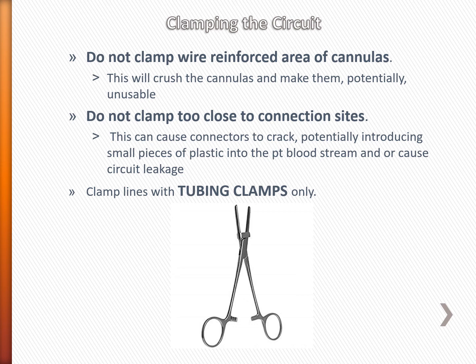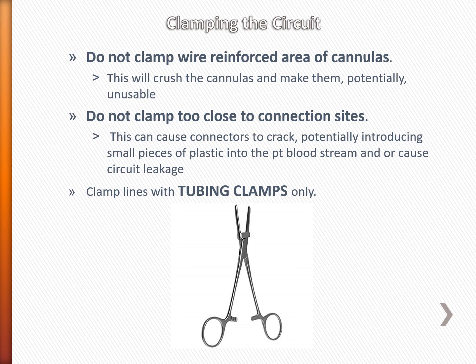So you might ask, where can we clamp on a cannula? Well, the last little bit of every cannula, probably about 4 or 5 inches, has no wire reinforcement. So if you put a thumb width between the wire reinforcement and the clamp, you're safe. Again, with connection sites, if you put a thumb width distance between the connectors and the clamp, you're safe.